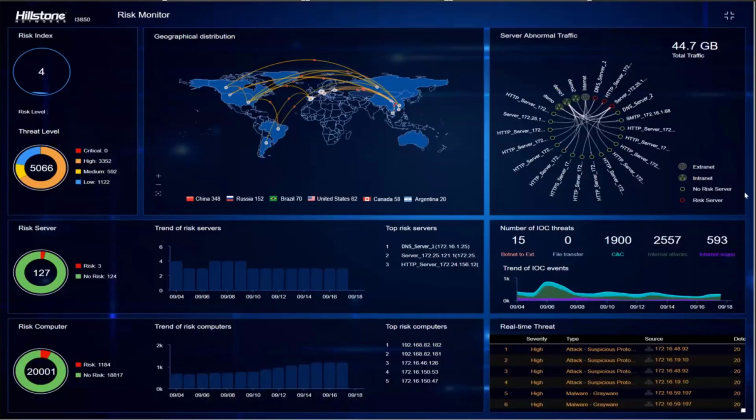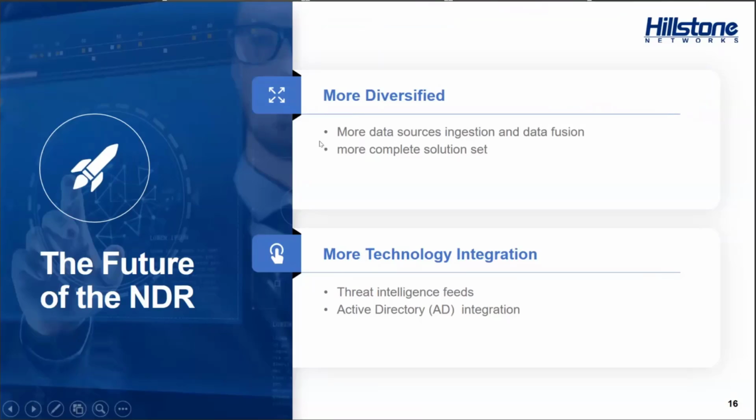Let me go back to this page here. So lastly, I want to share some of the thoughts. What is the future of NDR? So we see how NDR migrated from traditional legacy traffic monitoring into adding more behavior analysis into today's NDR. So what's the future for NDR? Here are some of my views.